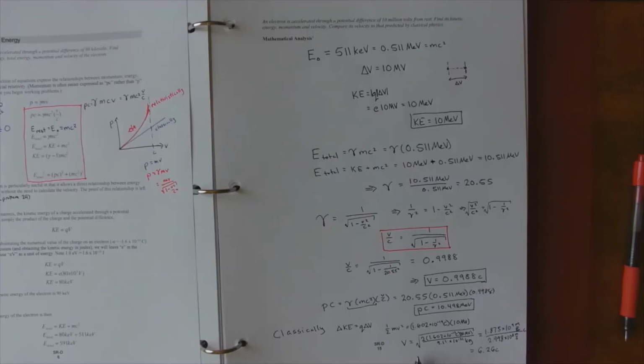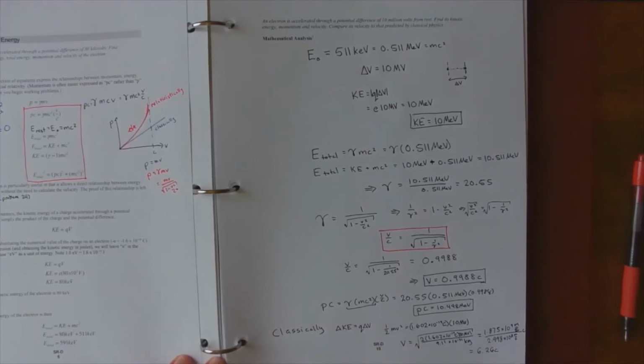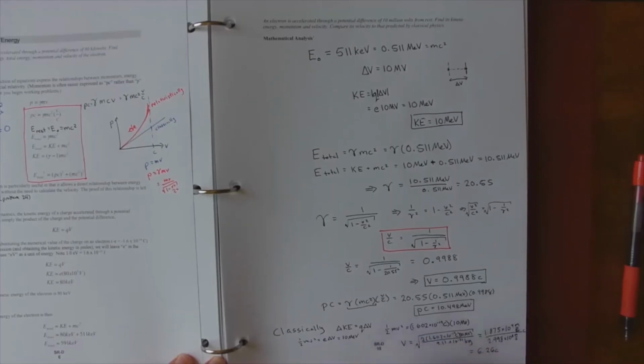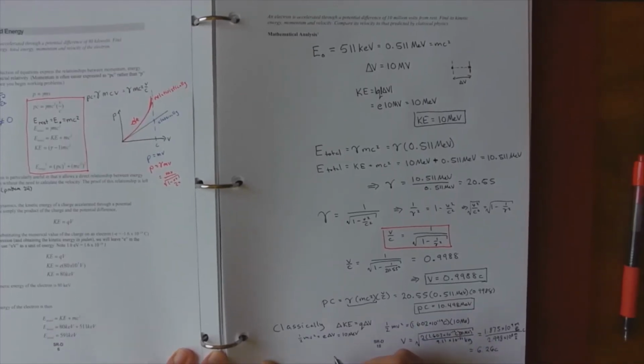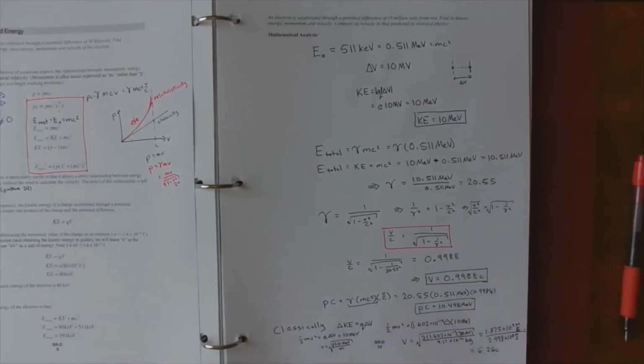Another option for calculating the velocity classically, we could use units of electron volts. So I would have the same expression here. So this would be 1/2 mv squared is equal to E times delta V. So that'd be 10 mega electron volts. And then when you solve for the velocity, you would be taking the square root of this times 2 divided by the mass. But we don't know the mass in units of electron volts. We know mc squared is 0.511 MeV.